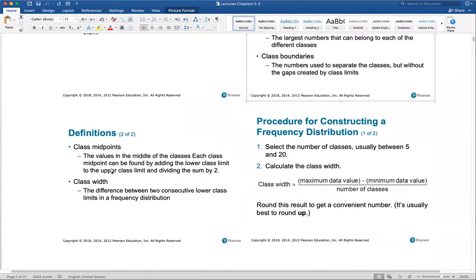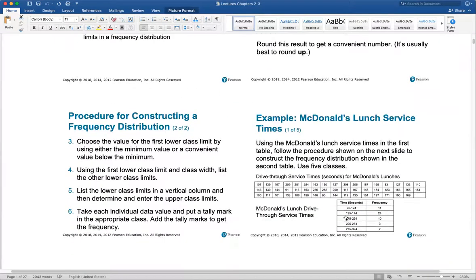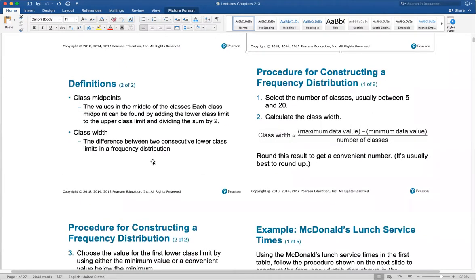And the definition is this: class midpoint. The value in the middle of the class. Each class midpoint can be found by adding the lower class limit and the upper class limit and dividing the sum by 2. So literally, the class midpoint is just the midpoint between the lower class and the upper class. Okay. And then class width is the difference between two consecutive lower class limits in a frequency distribution. You can calculate the class width that way.